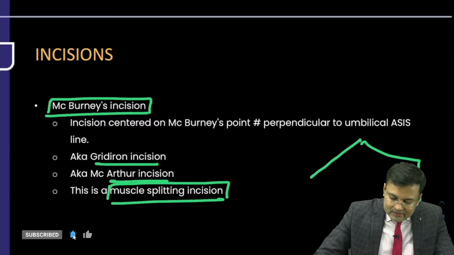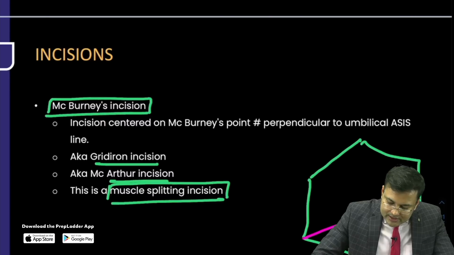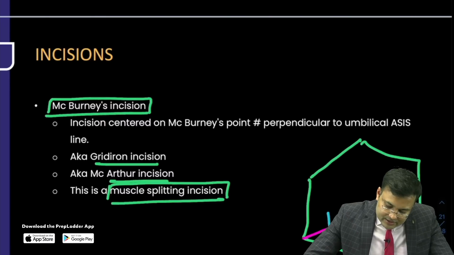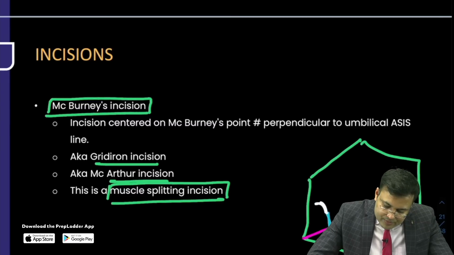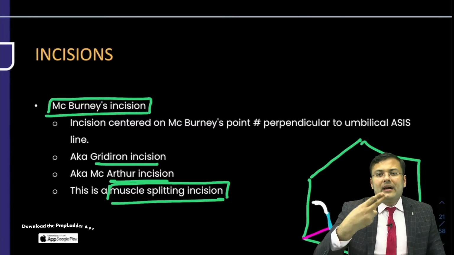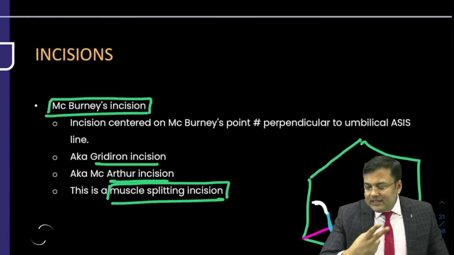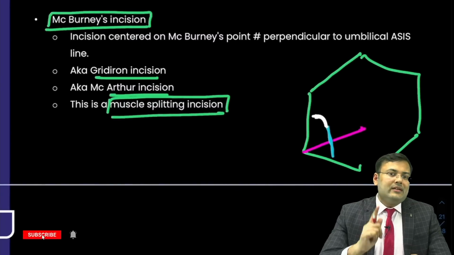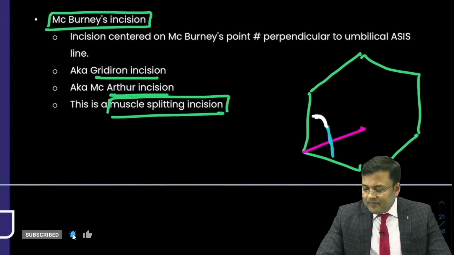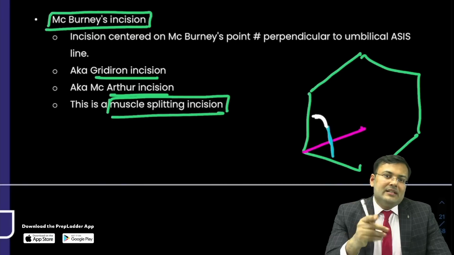Imagine this is the incision. These are the points. This was the incision. If I am going to extend the incision, can you see? Superolaterally, by cutting the conjoint tendon. I am going to extend the incision superolaterally by dividing the conjoint tendon. Tell me what's the name of this muscle cutting incision?